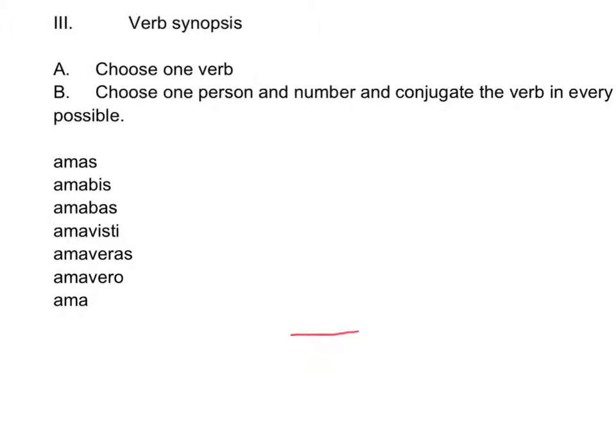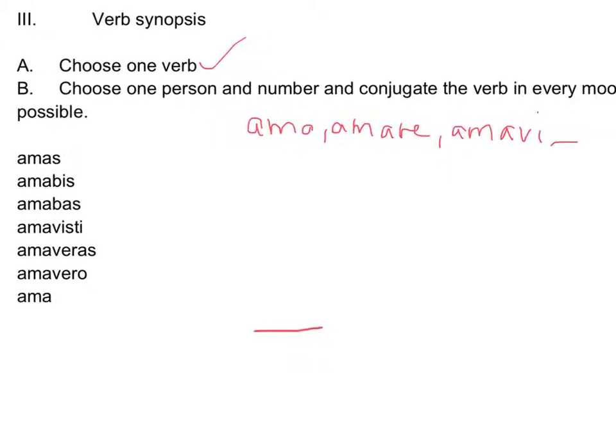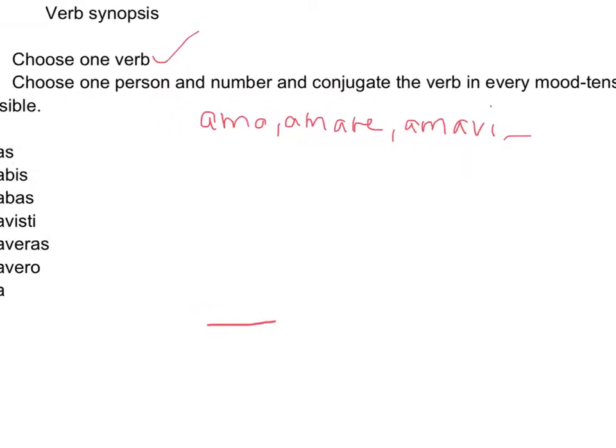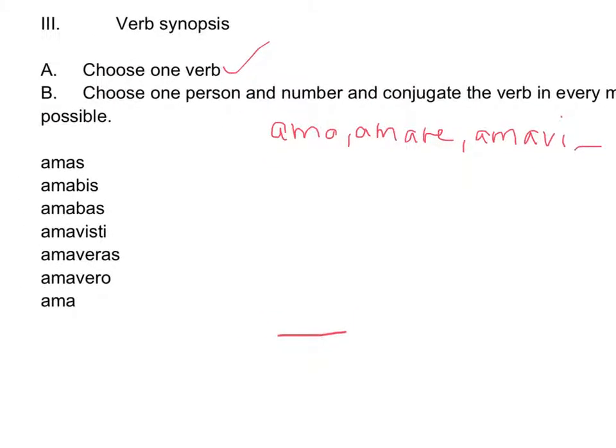A useful process to go through for the practicing of verb conjugations is the verb synopsis. The book will start asking you to do that, so will I. In the verb synopsis, you would choose one verb, let's say amare: amo, amare, amavi. You'd have to know all the principal parts. I'll just write the first three. It's all you need so far. And then you would choose one person and number and conjugate that verb in every tense, mood, and voice possible for what you know so far.